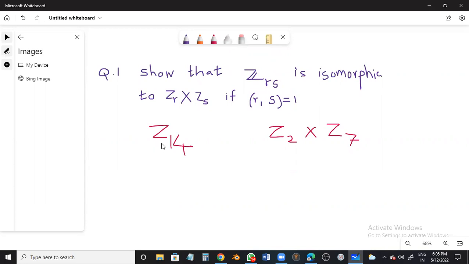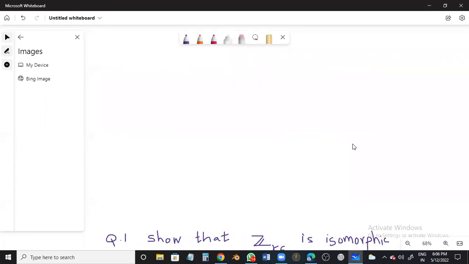So, as an example, I have written here Z14 is isomorphic to Z2 cross Z7. As we are watching, 2 and 7 do not have anything in common, no common factor other than 1. So GCD of 2 and 7 is 1. So we want to show that Z14 is isomorphic to Z2 cross Z7. So let us just move back to what is the concept of Z2.